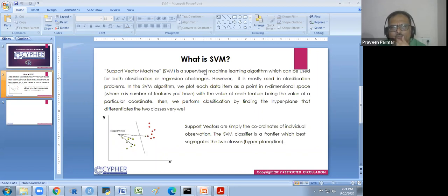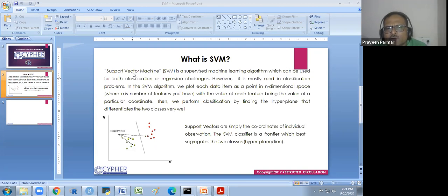What is SVM? Support vector machine is a supervised machine learning algorithm which can be used for both classification or regression challenges. But we mostly use it for classification, the categorical. However, it is most used in the classification problem.